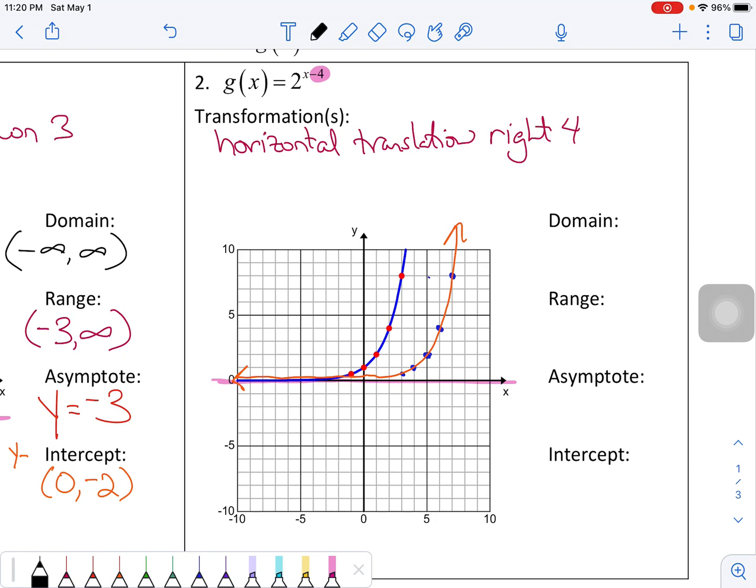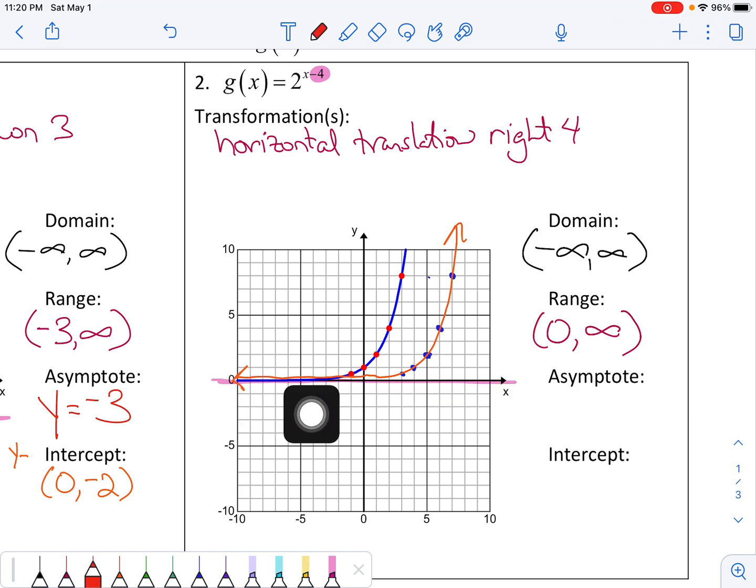Domain, we're still dealing with the same domain, negative infinity to infinity. Range, we didn't change the range here. Because we moved right, the range would be the original exponential range, which is from 0 to infinity. You have an asymptote here that was the same asymptote as a regular exponential growth function, which is y is equal to 0. Now our intercept, we have 1 here. It's different. All right. So that one we can actually figure out.